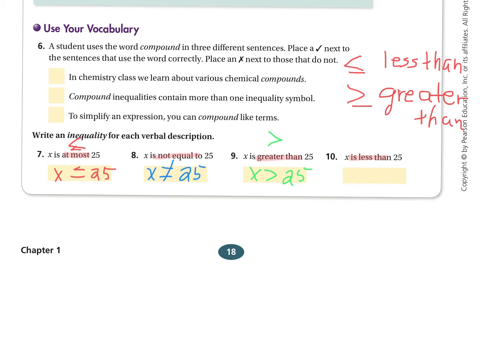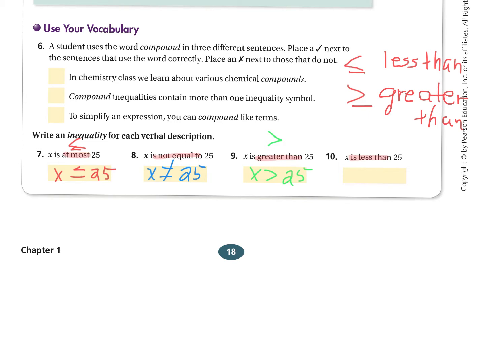And then the last one, your allowance is going to be less than 25. So does that mean that that's the smallest amount or the biggest amount? So in other words, less than 25 means that you're not going to get any more than 25. So that goes up at the ceiling, which means you can only go down from there.